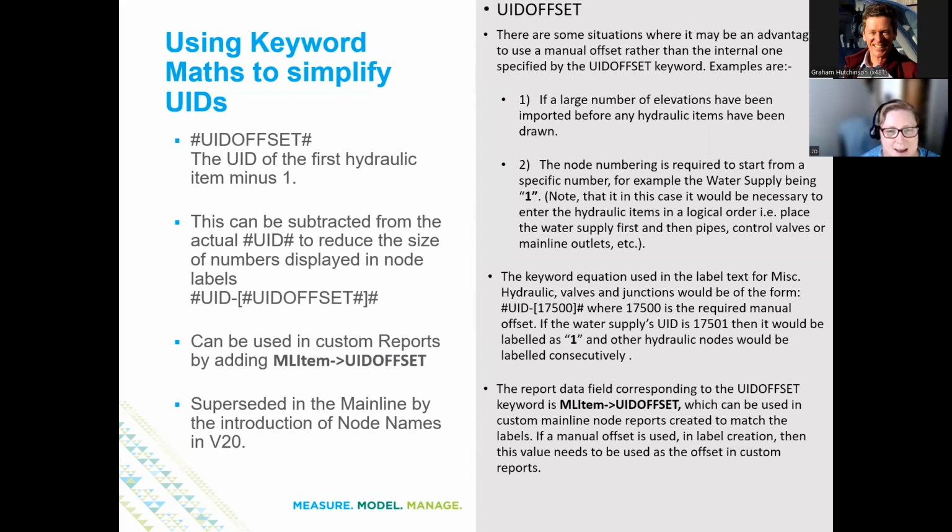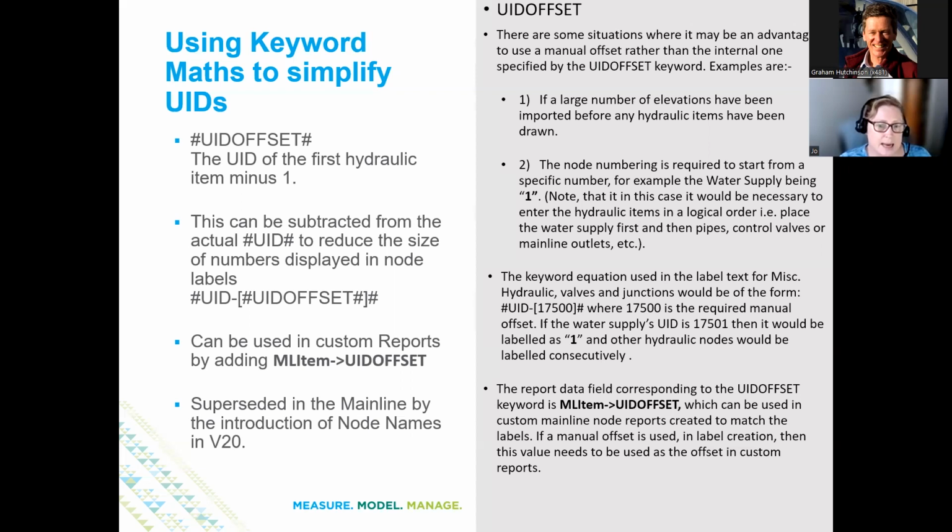So in my example, if we want the water supply to be number 1, we would have had to have put the water supply in before any other hydraulic items. Now just note that the elevations are also counted as hydraulic items. So if they've come in first, as typically they are, then we can rightly start with, if we place the water supply next, that can be number 1.